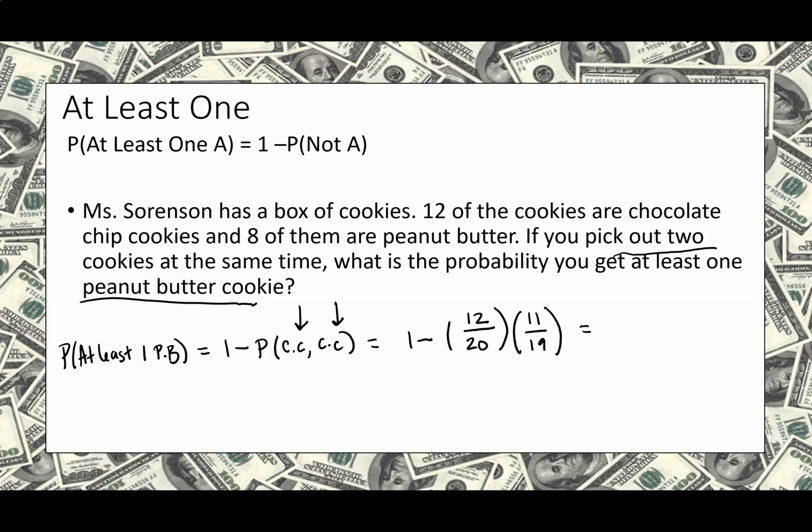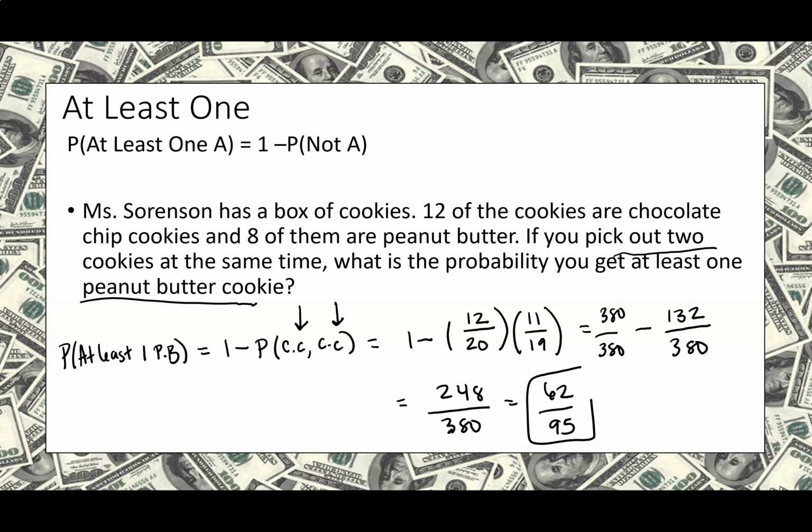Okay, what does that reduce to? That reduces to 1 minus, multiply across the numerators. That gives me 132 over 380. Alrighty, and then I can go ahead and subtract this one here and write it as 380 over 380. Subtract my numerators and I get 248. My denominator stays the same at 380. Reduce that fraction, I'm left with 62 over 95. That's my final answer. All right.